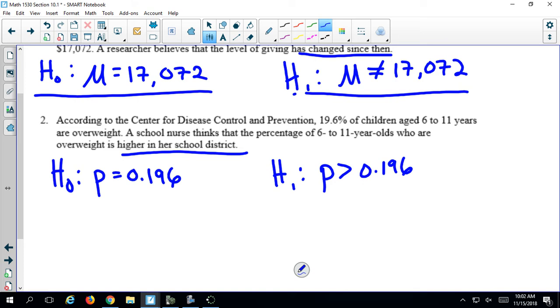If she would weigh every 6 to 11-year-old in her school district, she wouldn't need to do the hypothesis test. Does that make sense? So she has to take a sample. So now she has to do this hypothesis test to see if her results are significant. Because sample proportions will vary, right? Population proportion is fixed. But sample proportions vary. She wants to know if hers is significantly higher.